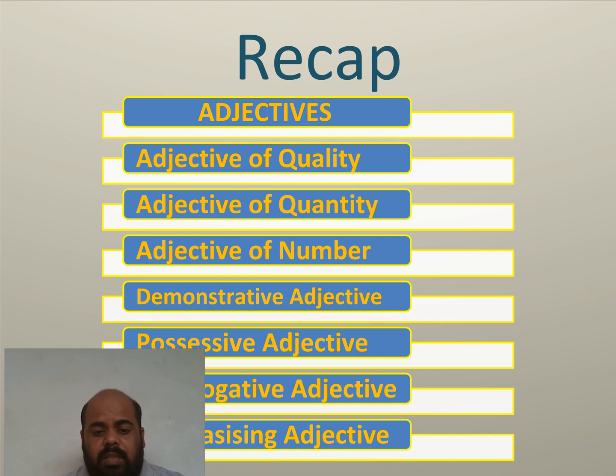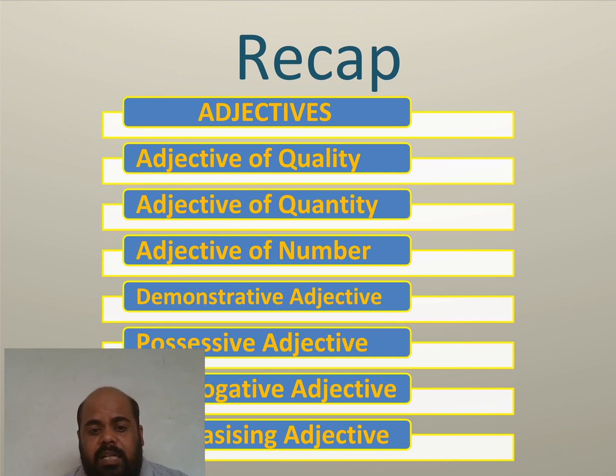We have also learned that there are 7 types of adjectives. The first is adjective of quality, which tells some quality about a noun. Next is adjective of quantity, which says how much of that noun there is, which is why it's called adjective of quantity. Next is adjective of number, in which we talk about either the number of the particular noun or the order of the particular noun.